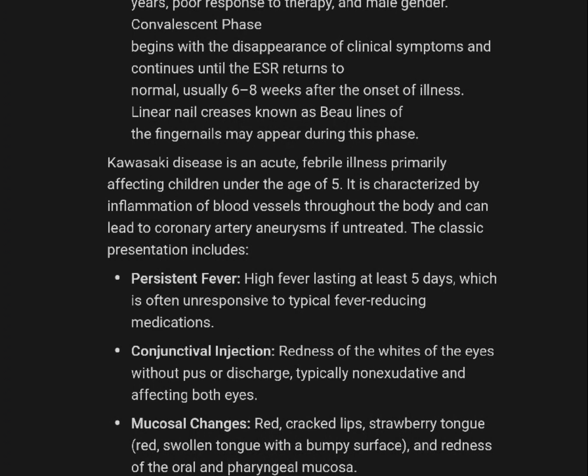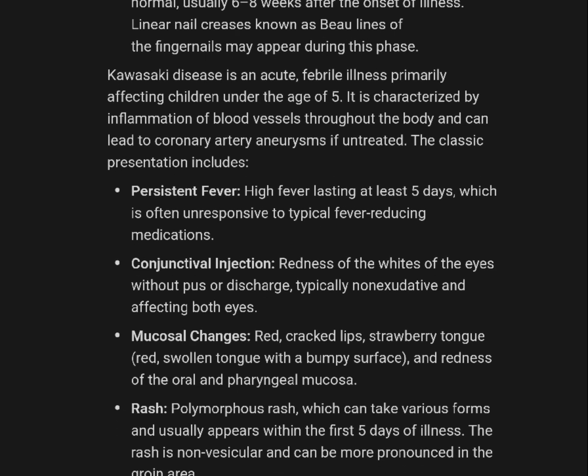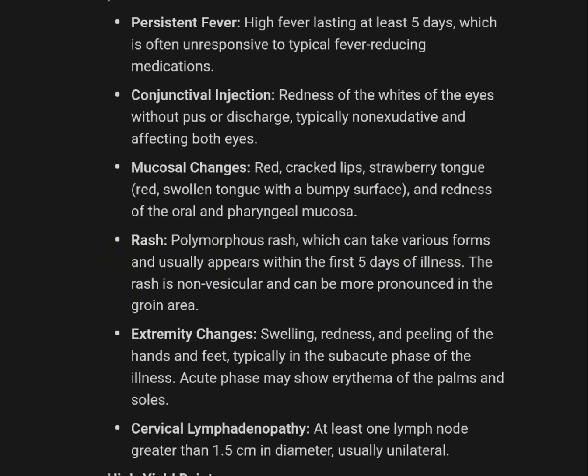Kawasaki disease is an acute febrile illness primarily affecting children under the age of 5. It is characterized by inflammation of blood vessels throughout the body and can lead to coronary artery aneurysm if untreated. The classic presentation includes persistent high fever lasting at least 5 days, which is often unresponsive to typical fever-reducing medications. Conjunctival injection: redness of the white of the eyes without pus or discharge, typically non-exudative and affecting both eyes.